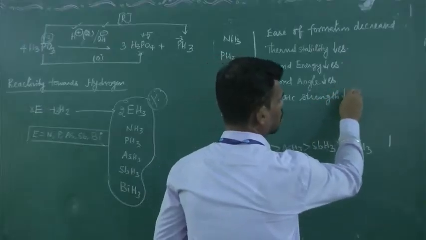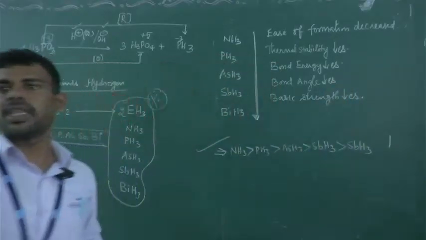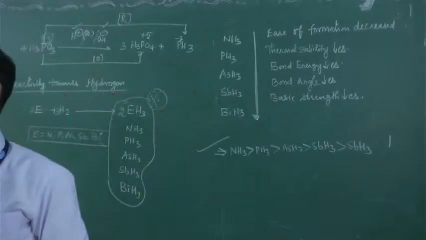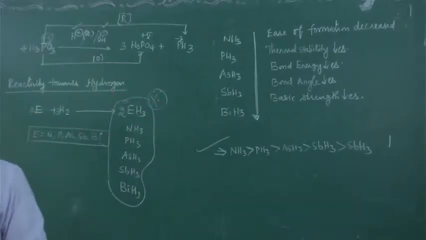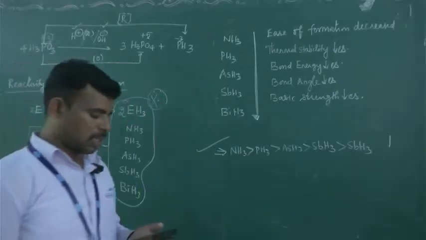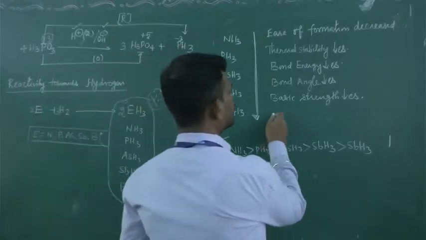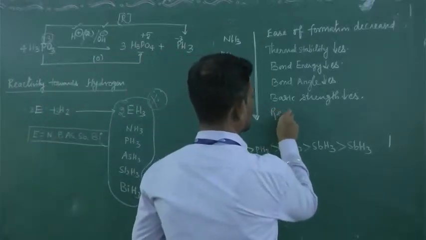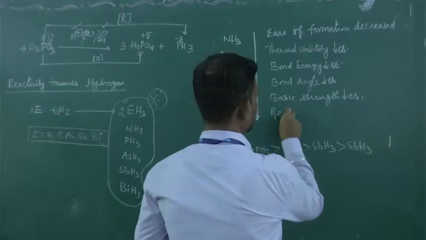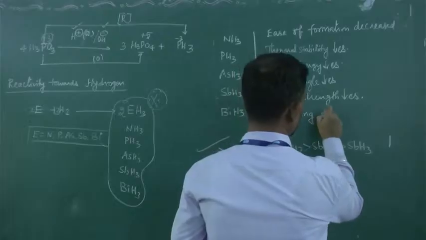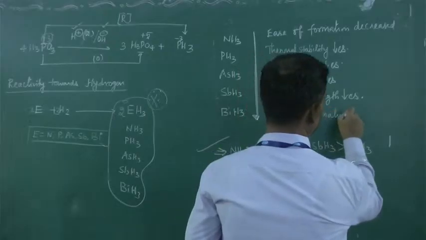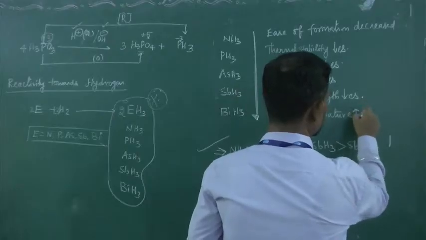Basic strength down the group decreases. அப்போ எது பவர்ஃபுல் பேஸ்ன்னு கேட்டா NH3. ஓகே, next ஒரே ஒரு ப்ராப்பர்ட்டி, that is going to be reducing character or reducing nature. Reducing character down the group increases.